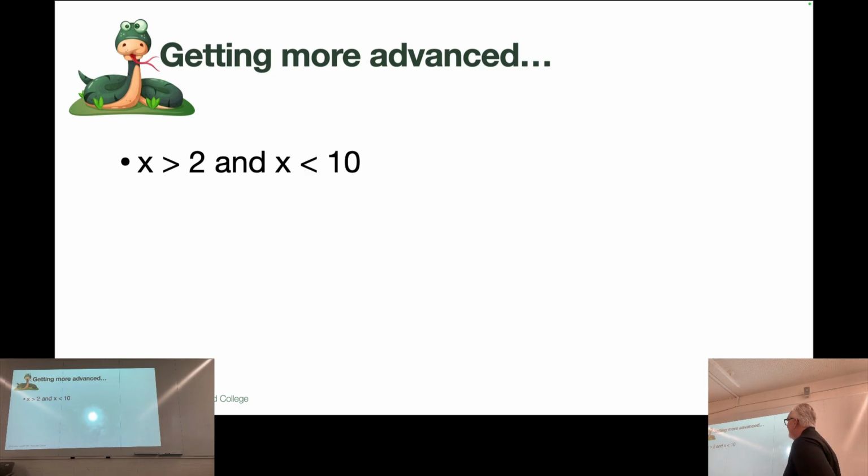So tell me a value for x that would make this true. What is a number I could put in the container x that would make that statement true? It has to be greater than 2 and also less than 10. Anything between the two numbers. 5 would work, yes. So 3, 4, 5, 6, 7, 8, 9, 10, probably inclusive of all of the decimals in between.